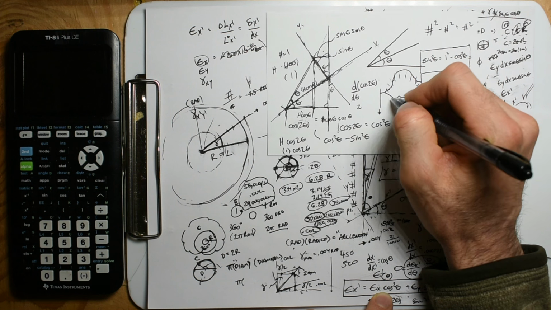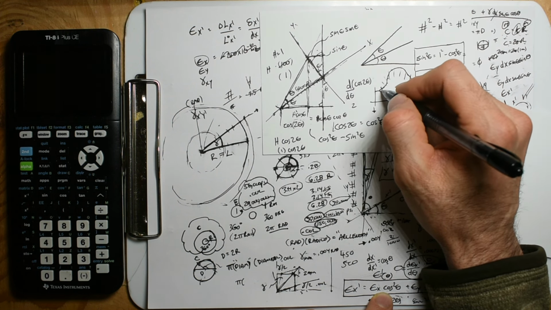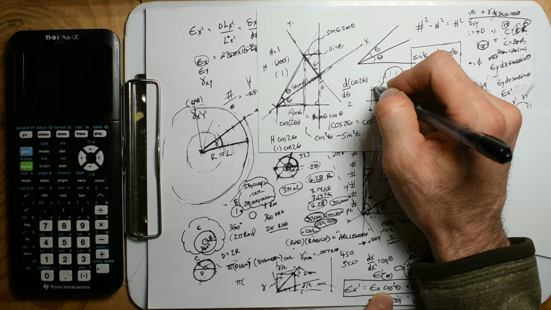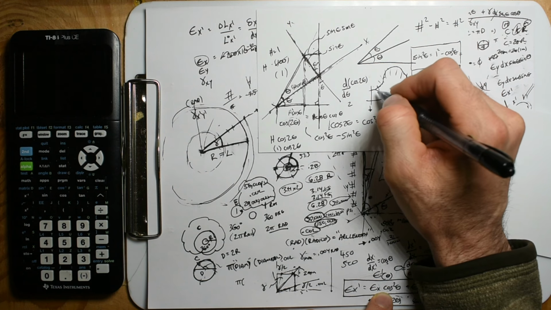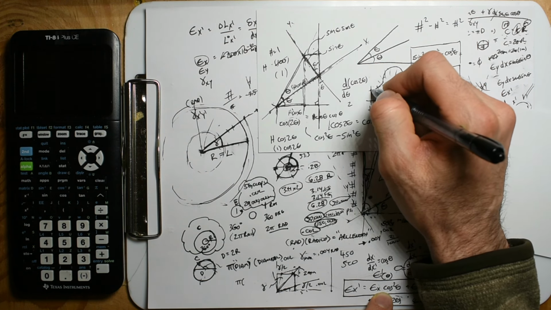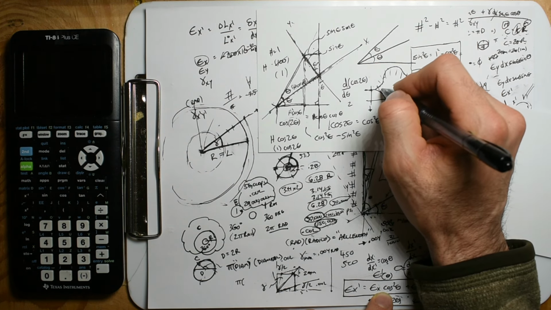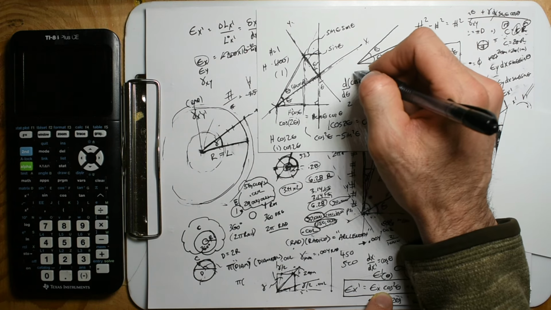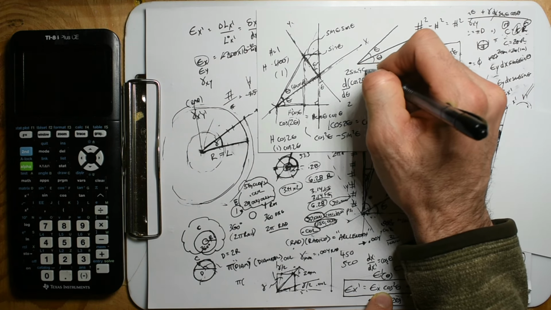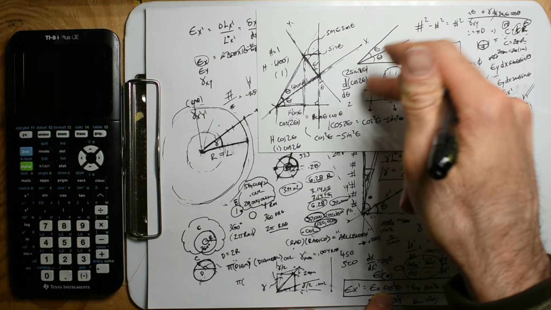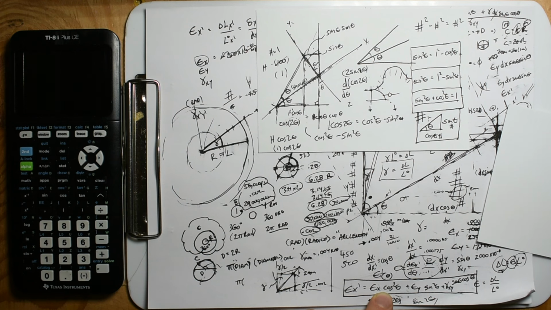Cosine starts here, goes there, and the differential is going to be a negative because the slope is negative. But it's going to be sine. When sine is 0, the slope is 0. So this is going to be negative 2 sine 2 theta. So that's the differentiation of that. And booyah.